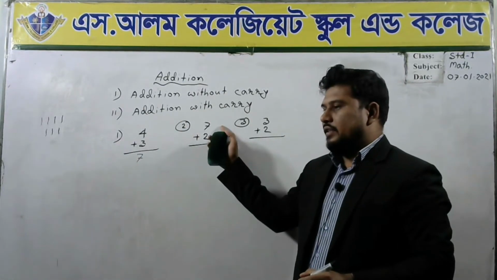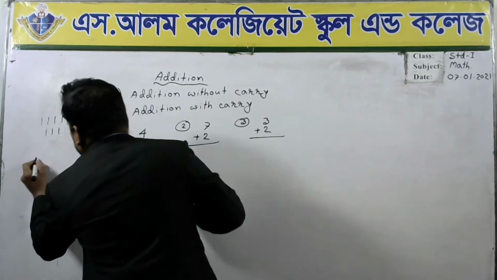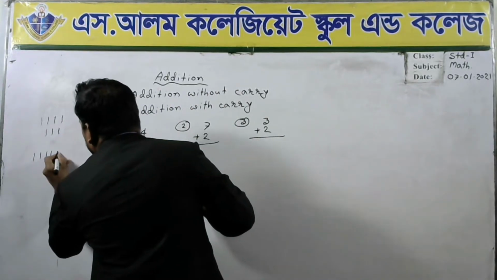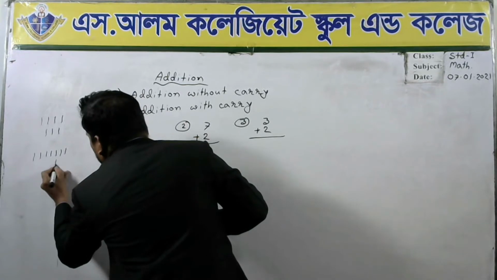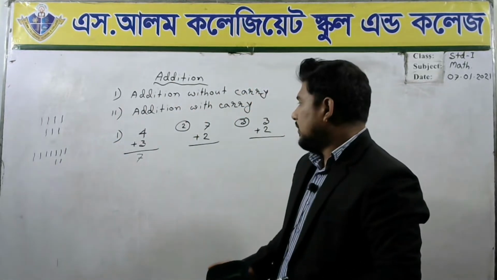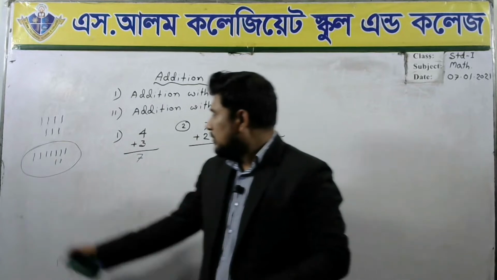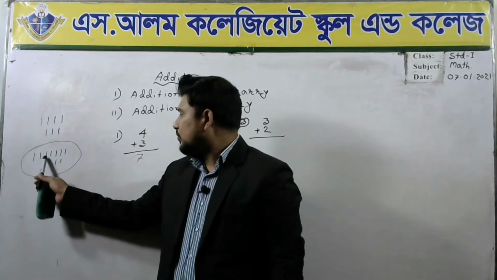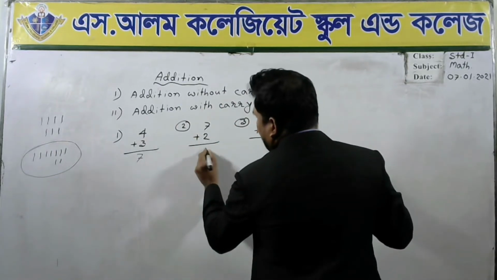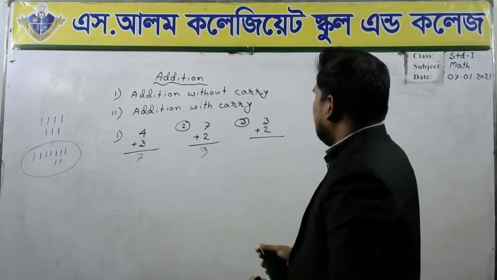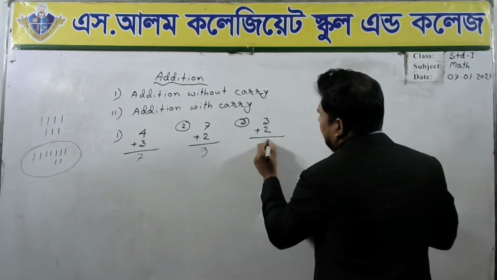Then how can we add this digit? 7 plus 2. At first, we can draw 1, 2, 3, 4, 5, 6, 7 for 7, then we can draw 1, 2. Let's count together. 1, 2, 3, 4, 5, 6, 7, 8, 9. So, 7 plus 2 equals 9. Then we can add the digit easily. 3 plus 2 equals 5.